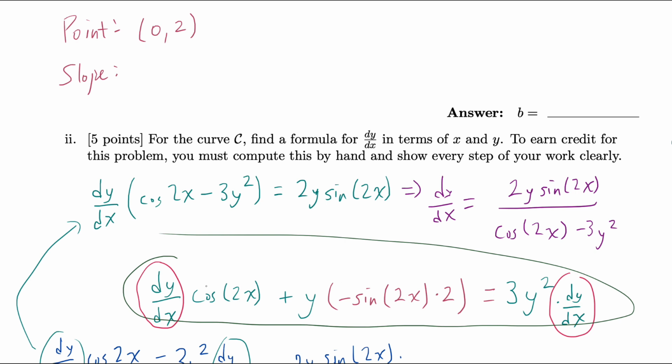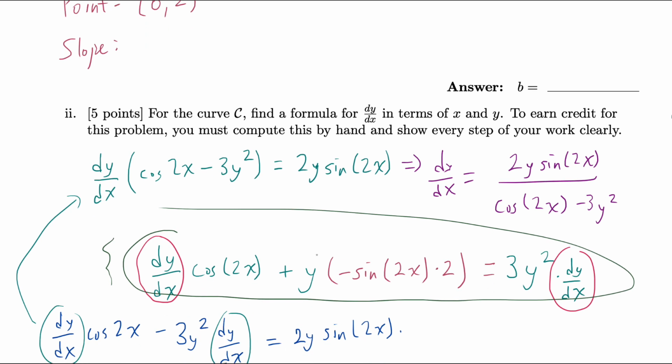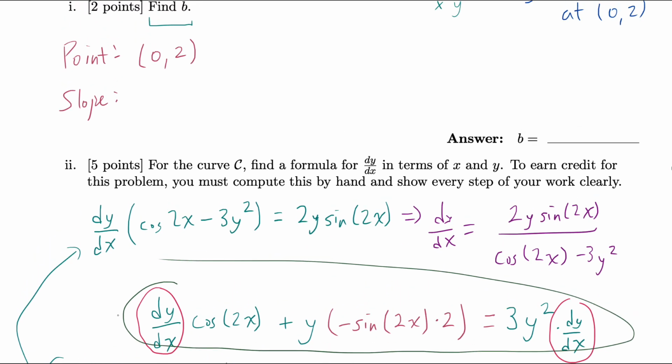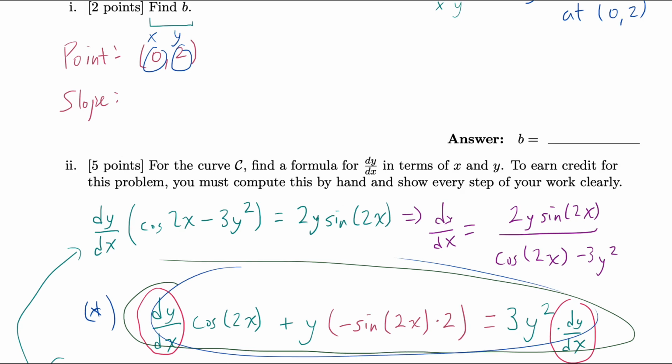But once you arrive at this equation, there's really no need to move all terms with dy/dx to one side, factor out dy/dx, and then solve for dy/dx. There's really no point in going through all of this if all you need is the equation of the tangent line, because you can stop here and then find the dy/dx. What do I mean? You know this is x and this is y, so you can just plug in x equals 0 and y equals 2 into this equation.